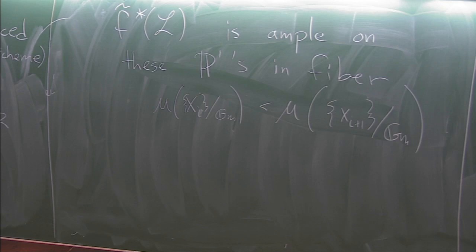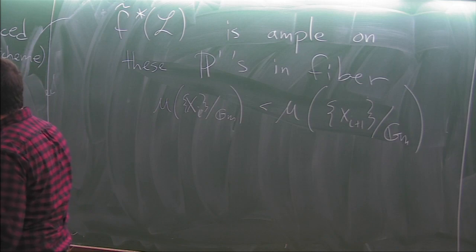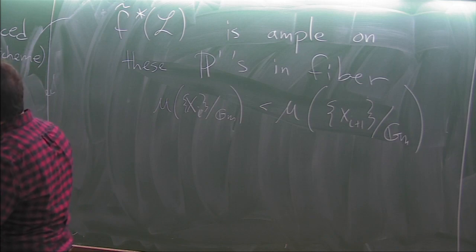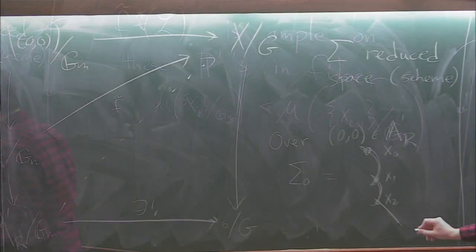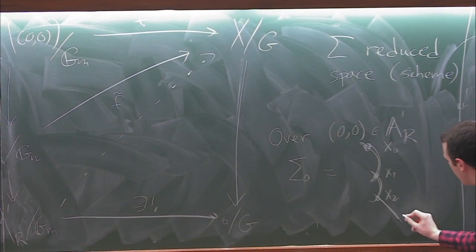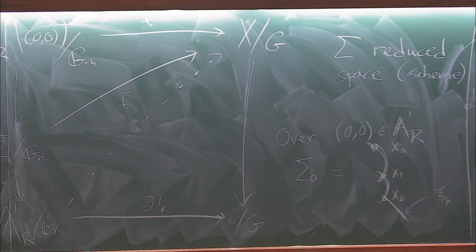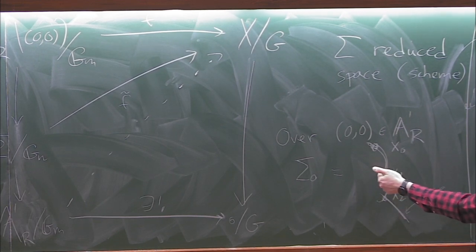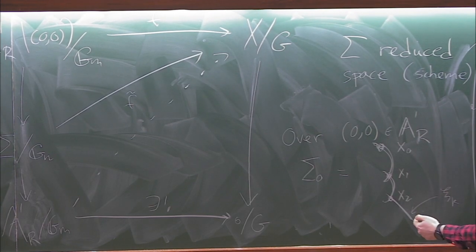Because, well, what does this say? So this is saying that, let's say you have a family over the DVR, so you have a filtration of the generic point. Well, what does this give you at the special point? So if this point here is the special point, this map here will be a filtration of the special point, and then a filtration of that guy, and then a filtration of that guy, et cetera. And basically, the claim is that the weight of this filtration.